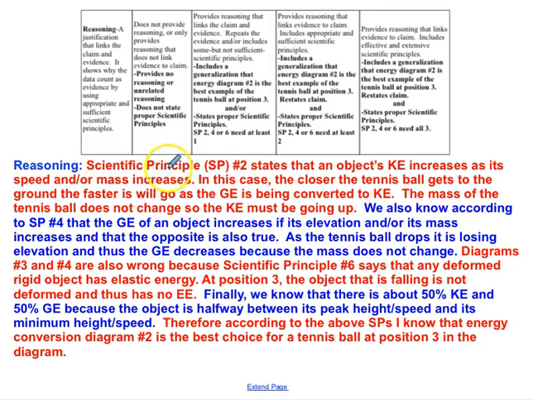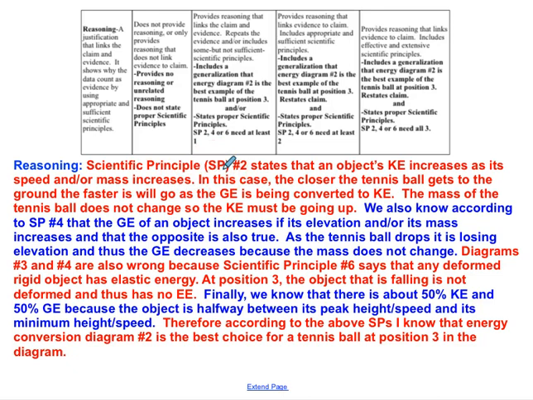It says scientific principle SP number 2 states that an object's KE. Now I added this part right here because I'm telling you, you don't have to write scientific principle out every single time. So I did shorten it for the person who wrote this. So scientific principle number 2 states that an object's KE increases as its speed and or mass increases.